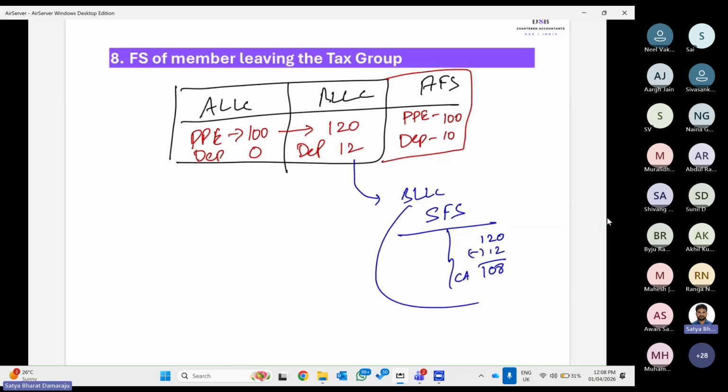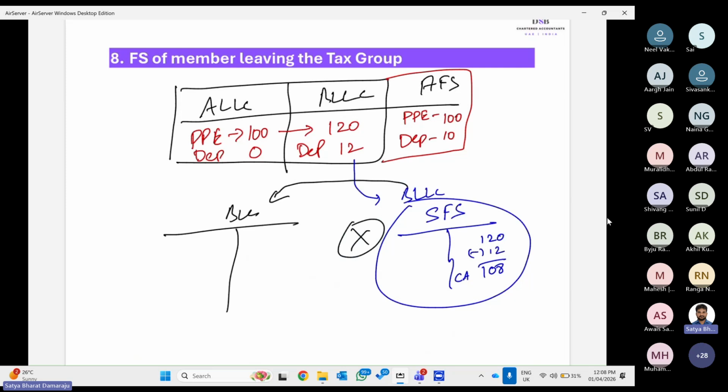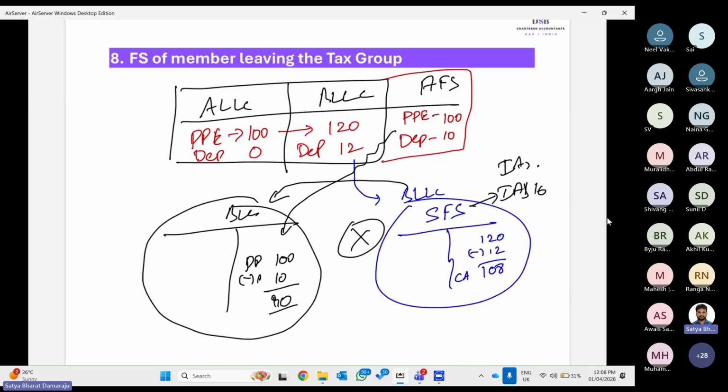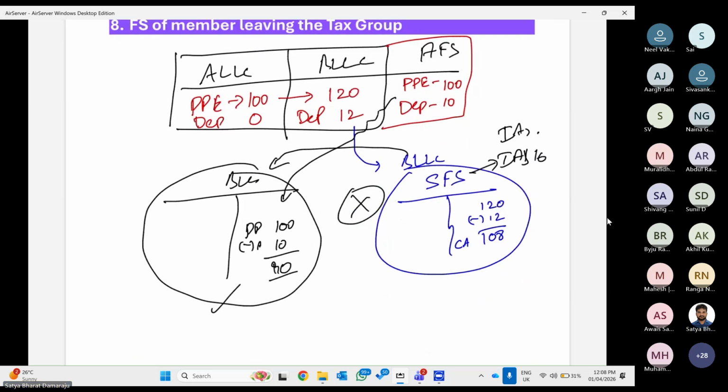Then they mention, I don't care what your SFS looks like. You have to adopt, my dear friend, who is exiting from a tax group, B LLC, the values from the AFS. So you have no choice but to show your PPE as 100 less accumulated depreciation of 10, and 90 is your value. Maybe under IAS 16 or IAS 40, we don't care how they want you to present. But for me, going forward, when you file the tax returns, this is the basis for you. Moreover, let me also tell you this.